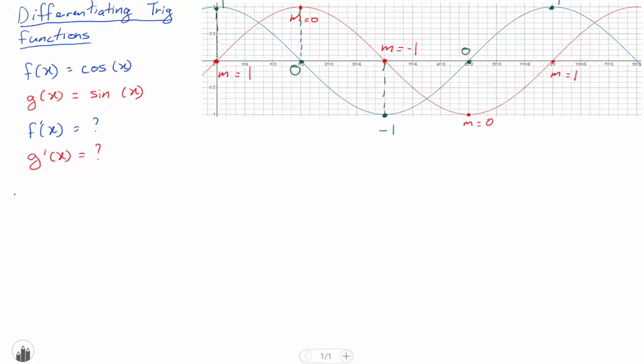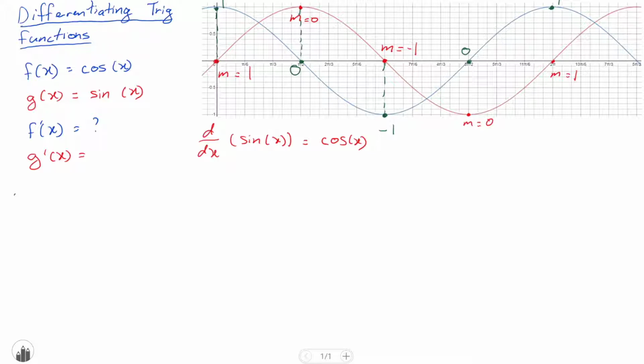Okay, now you can see, well, my gradient is always equal to what the cosine value is at that point. So is it then safe to assume that my derivative of my sine function is always just going to be cosine x? And indeed, you'll find that that is the case. If you find the derivative with respect to x of sine of x, then that is always going to be equal to cosine x.